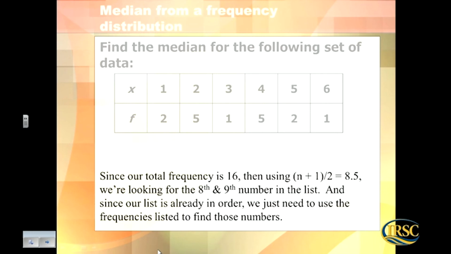So if you need to, you can physically list them out and say, okay, I have 2 1s, so 1, 1. I have 5 2s, so 1, 2, 3, 4, 5. How many numbers do I have so far? 7 numbers. I have 1 3, so that's the 8th number, and I have 5 4s, so 4, 4. But we don't have to keep going, because we just needed the 8th and 9th numbers in our list, and there they are. Knowing the position makes it easier, since you don't have to list out the whole thing.